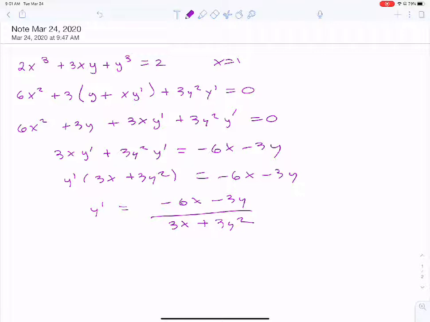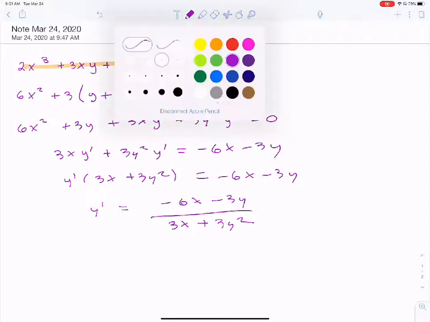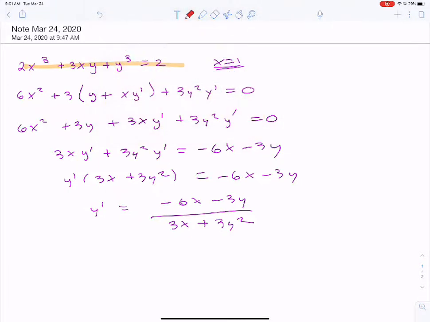Now, the other thing we need to do in order to finish this one up is we have to know what x and y is. We know what x is, but we don't know what y is. So in order to find out what y is, I'm going to take my original function, this one right here, and I'm going to plug in 1 and solve for y. So let's see what we get here. I'm going to do this in red. So we get 2 times 1 cubed, which is 2, plus 3 times 1, which is 3, times y, plus y cubed, which we have no idea what that is, equals 2.